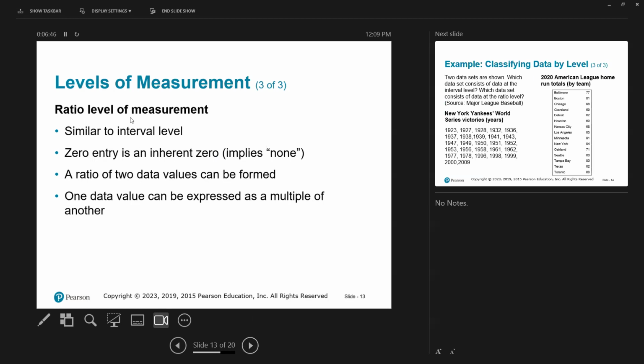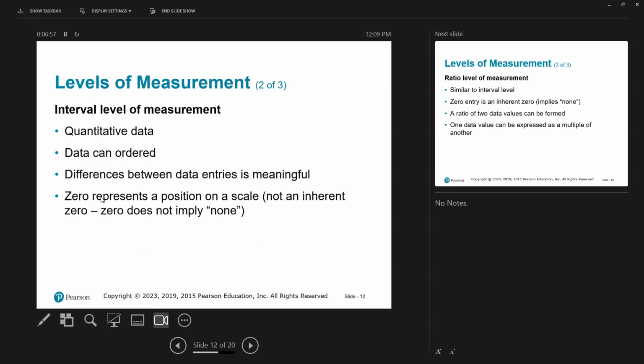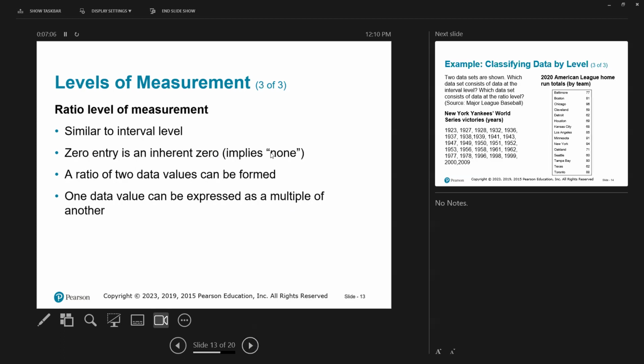The last level of data is the ratio level. It's very similar to interval level, but the zero entry is an inherent zero, which implies none. If you look at the previous slide, it said that zero represents a position on a scale. It's not an inherent zero. Zero doesn't imply none, but here zero does imply none. A ratio of two data values can be formed. One data value can be expressed as a multiple of another one.